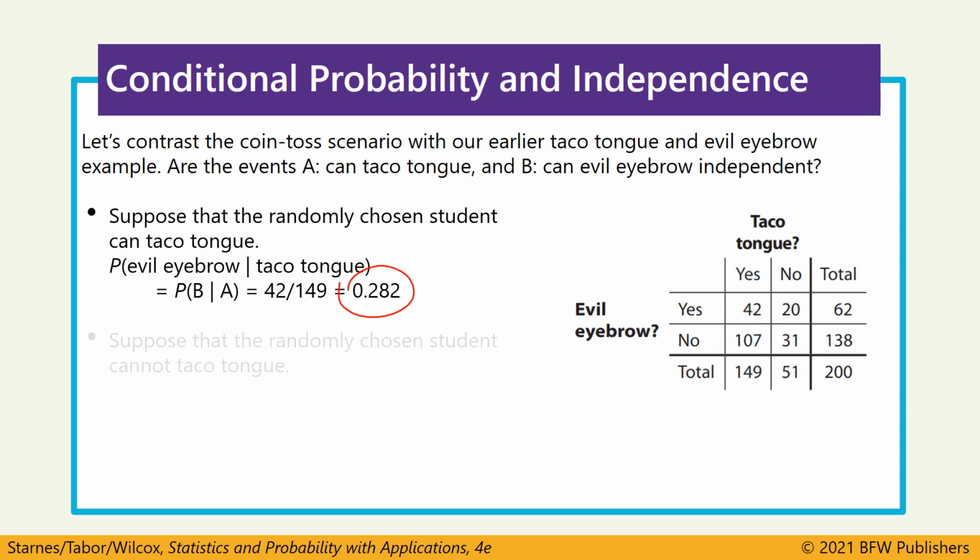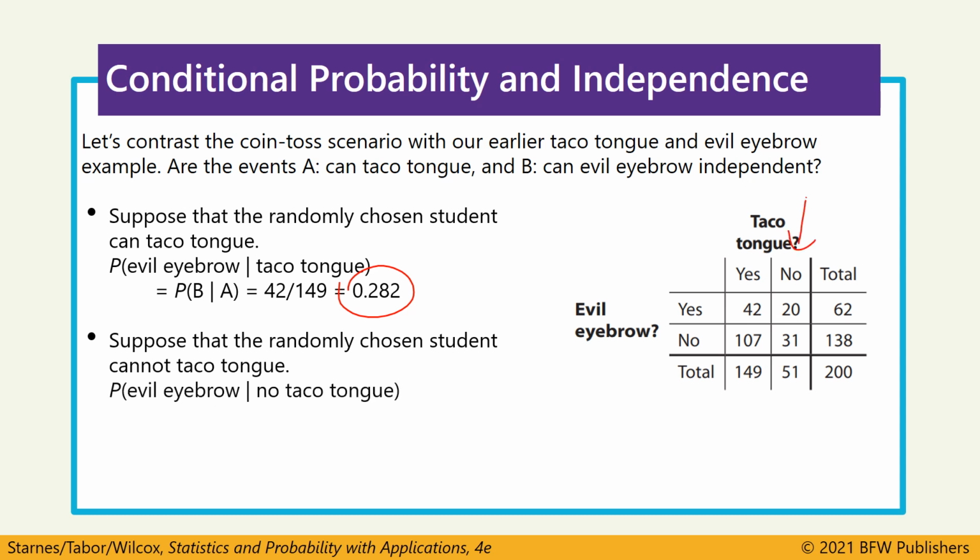All right, does that change based on the condition? So let's say we reversed it. Let's say in this one, we know that they can't taco tongue. Instead of being that first column, they're going to be in that one. All right, in that case, 20 out of the 51 can evil eyebrow. This percentage is different depending on the condition. This is telling us that these are not independent events. Whether someone can evil eyebrow is affecting the probability that they can taco tongue and vice versa.